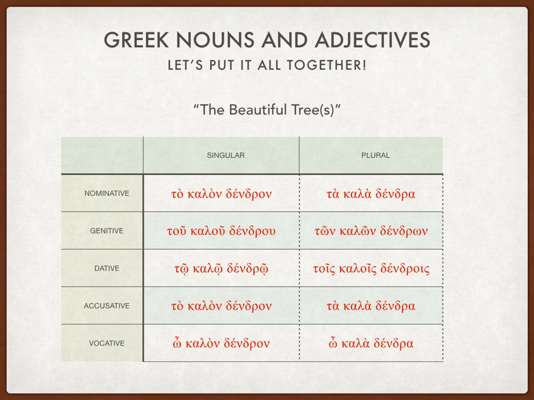Plurals. Ta kala dendra. The beautiful trees are a certain way, do something. Ton kalon dendron, of the beautiful trees. Tois kalois dendrois, to or for the beautiful trees. And again, accusative is the same as the nominative. So ta kala dendra, I'll reuse that down at the bottom. Or o kala dendra if I'm talking to them. Straightforward. As long as you memorize the endings, you can do this for any noun, any adjective, and match them to the definite articles, as long as you remember the rule. Gender, number, and case have to match.